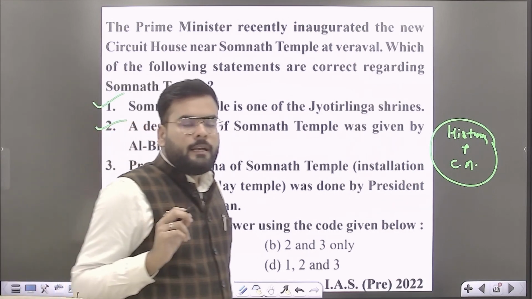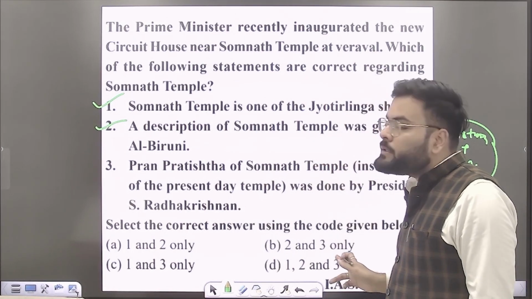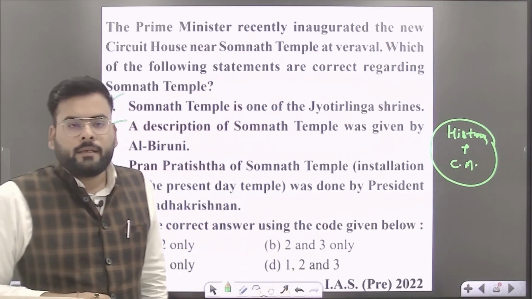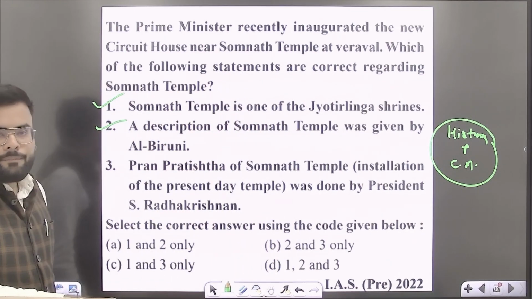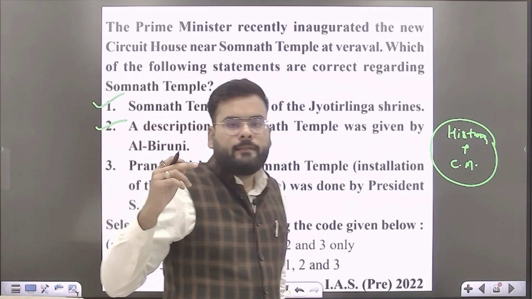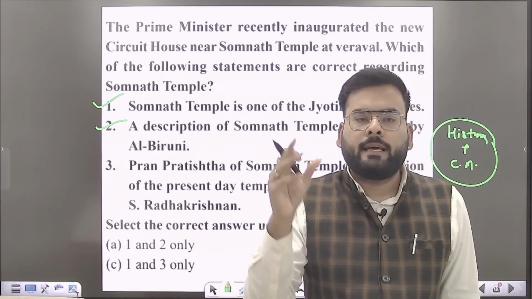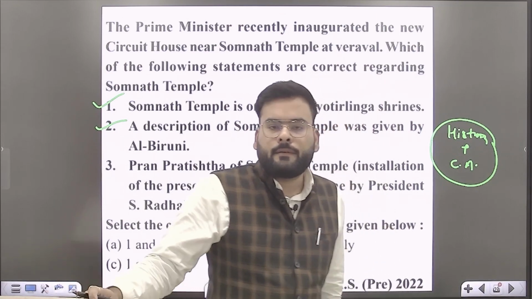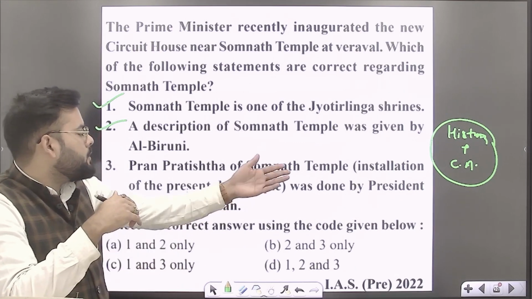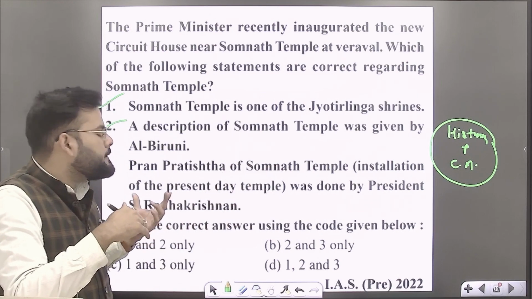The most difficult, the most contemporary issue of that time when this question was asked, the point actually behind this question, is the third one. Pran Pratishtha. Now what is Pran Pratishtha? Whenever a temple or any religious site is being constructed, the first thing, which is called laying the foundation, is known as Pran Pratishtha, the installation of the idol. Of Somnath temple, that means installation of the present day temple, as I said earlier, was done by President S. Radhakrishnan.